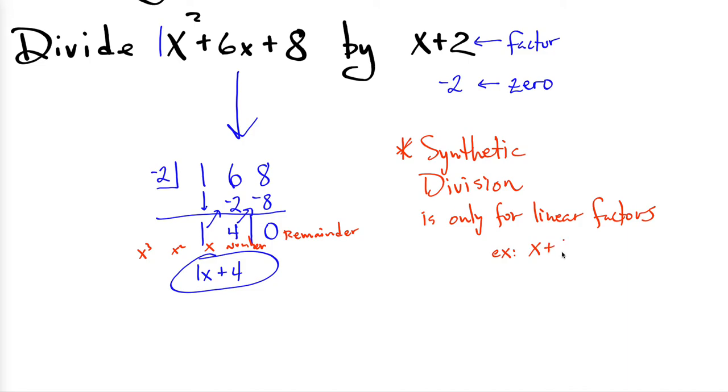Like x plus 4, x minus 6. So remember, we just did long division. We divided by x squared plus 3 or something. That's a quadratic. So we couldn't do synthetic division.